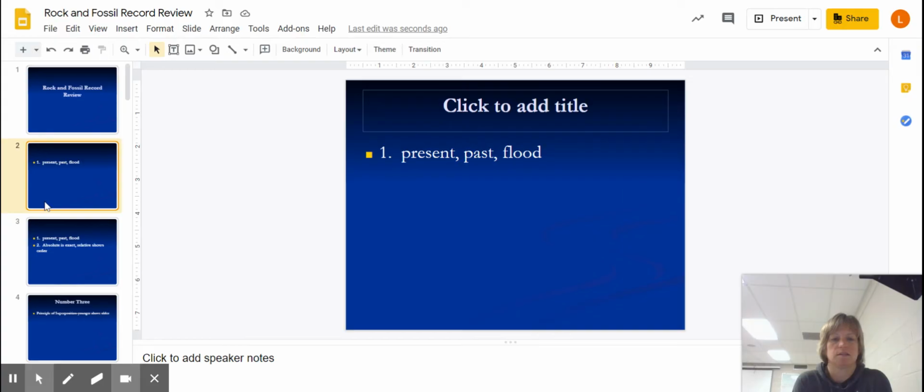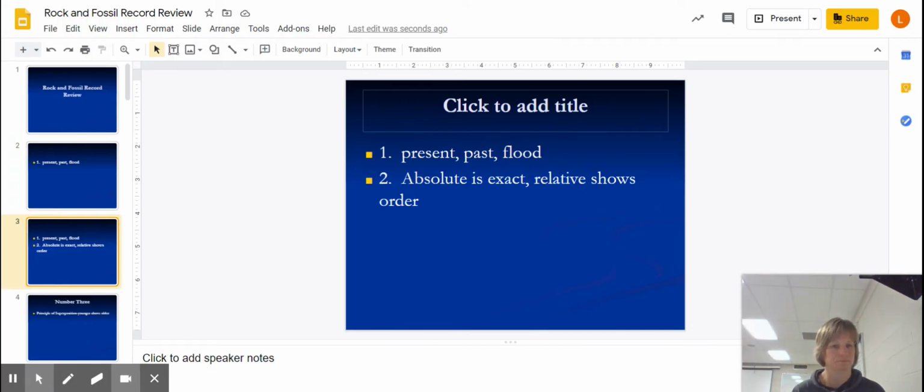James Hutton believed the present was the key to the past and that a few catastrophic, which means big bad events, like the Great Flood in the Bible, didn't create all the rocks. And so you might remember he believed in uniformitarianism, that the same processes happen again and again to shape our rocks. Now, question number two is the difference between absolute and relative dating, and that's an important key concept.